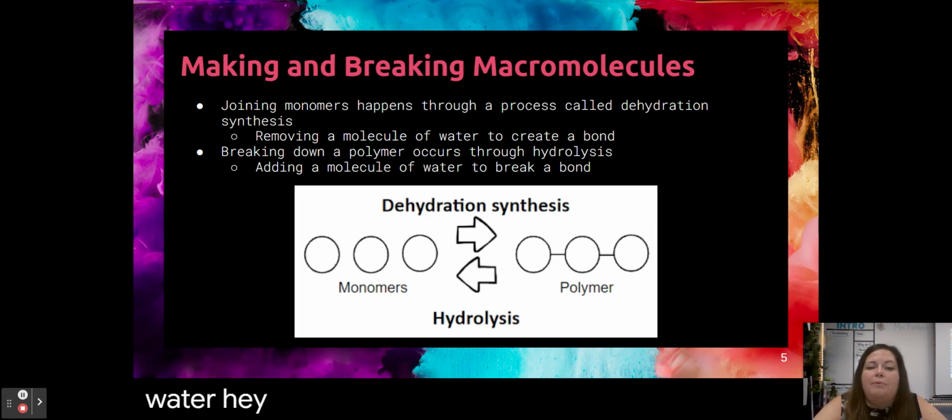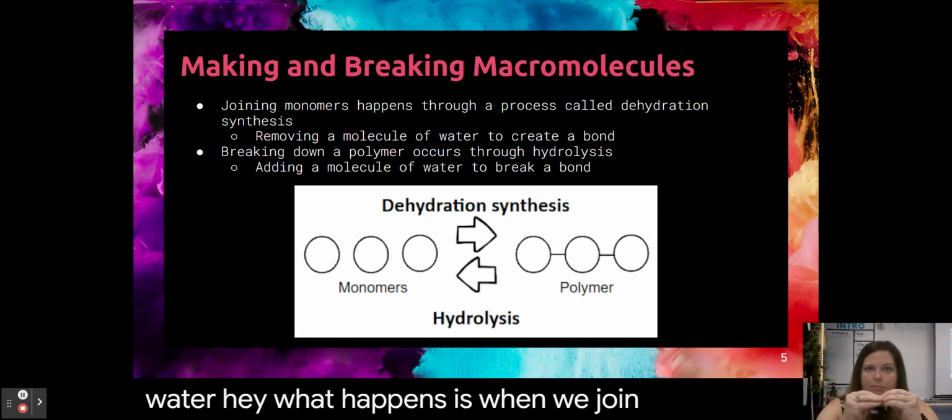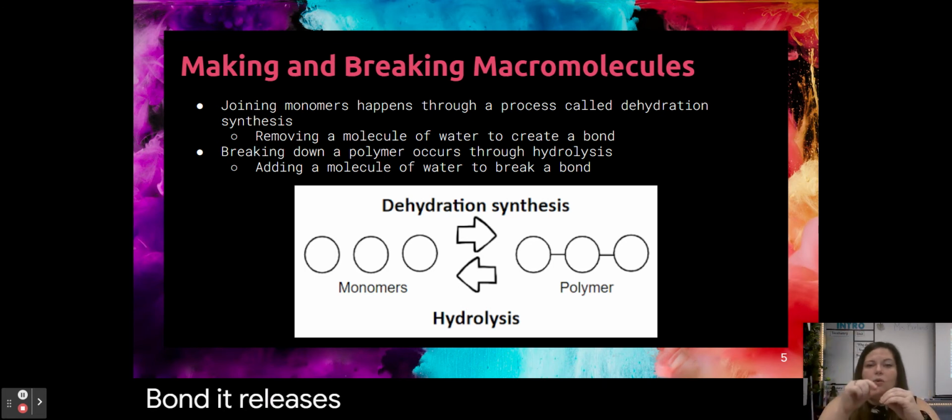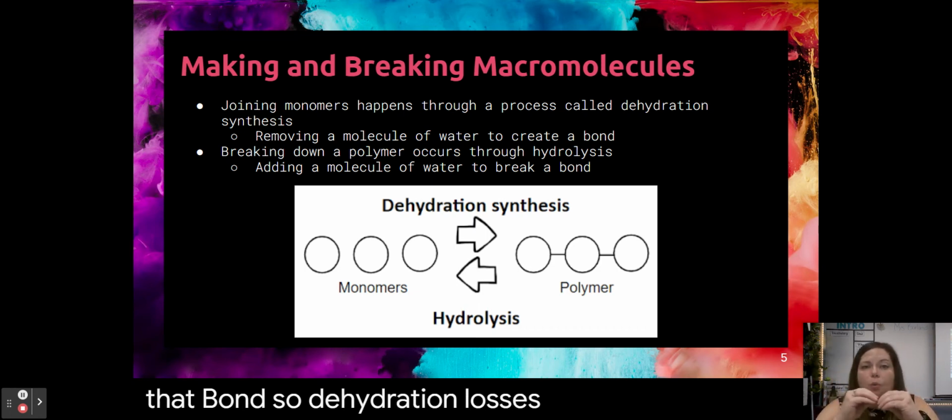Okay. What happens is when we join these monomers together, when they actually form that bond, it releases one water molecule in order to form that bond. So dehydration loses water to make polymers.